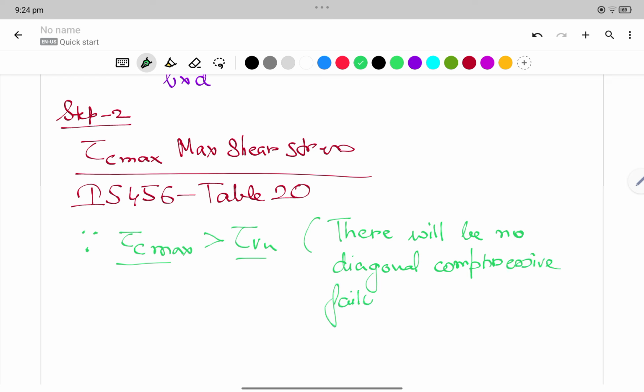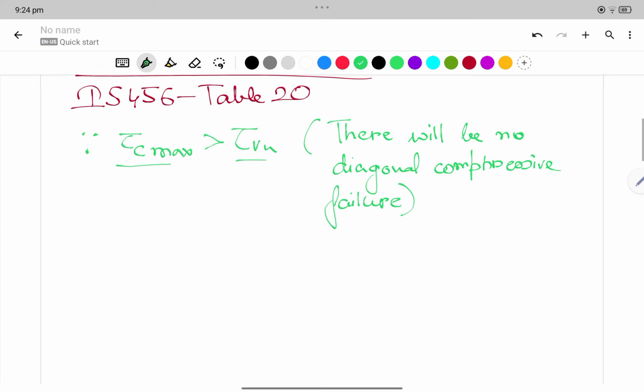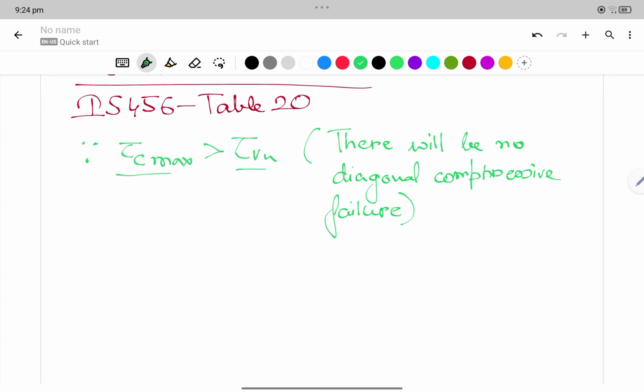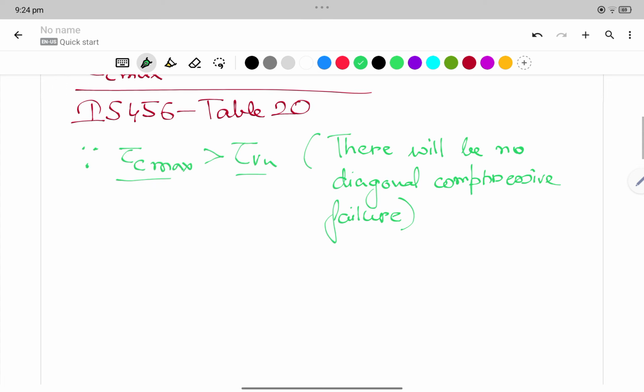Okay, so there are two types of failure. The one is diagonal compressive failure and another one is diagonal tensile failure. We will see it later. So next we will come to step 3. Okay, step 3. So what is step 3?